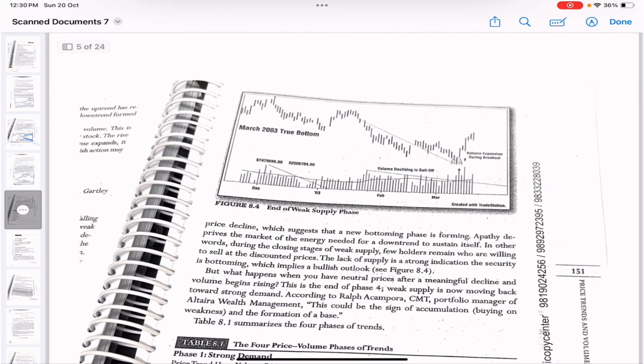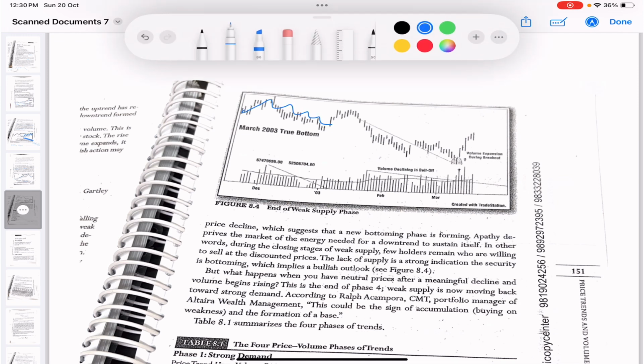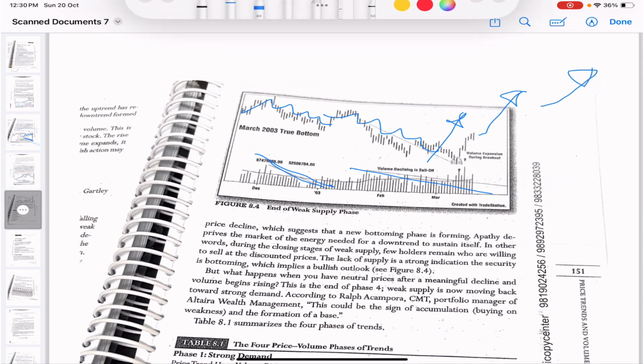Let's look at this March 2003 true bottom. So the price is going down and the volume is also going down. The price is going down. Now the volume is also going down, which means that the price might more likely reverse. That is known as a weak supply.